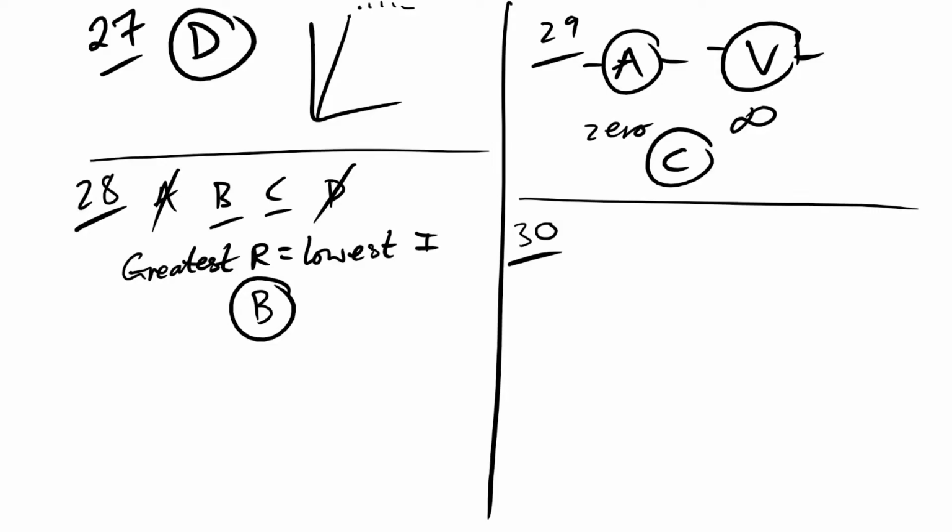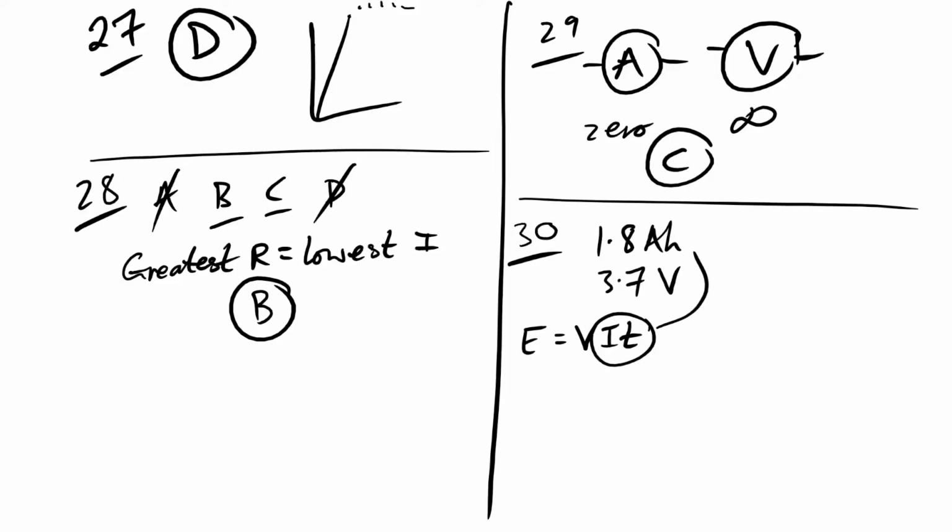30, the capacity of a portable charger. One charger has a capacity of 1,800 milliamp hours, so that's 1.8 amp hours, a working voltage of 3.7 volts. What's the energy stored in this charger? We can say that energy is equal to power times time, so VIT. We already have IT right here, but that's going to be 1.8 times 3,600 because amps is per second. So to find out the energy, we do 3.7 times 1.8 times 3,600.